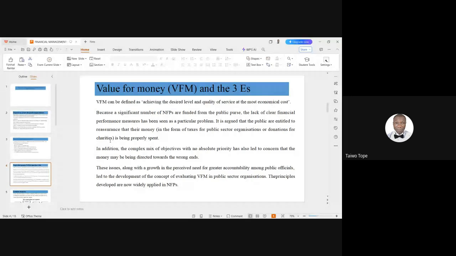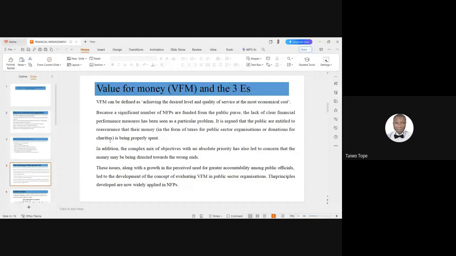Because a significant number of non-profit making organizations are funded from the public purse, the lack of clear financial performance measures has been seen as a particular problem. Because we don't measure return on investment, we don't calculate return on equity in non-profit making organizations. So there is need for us to see that we use every resource as expected.